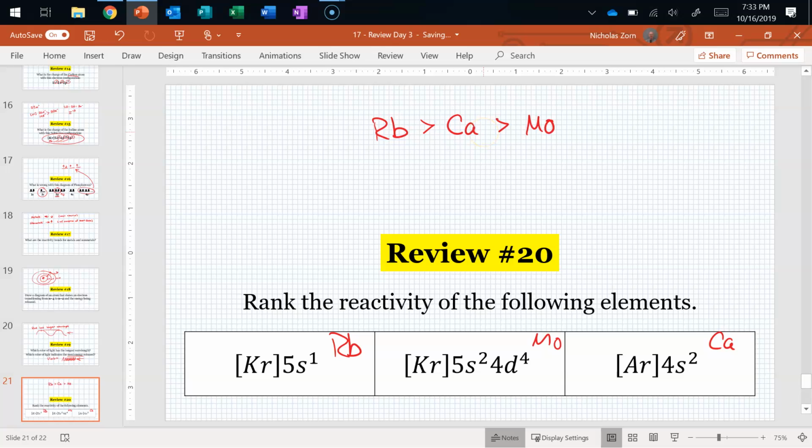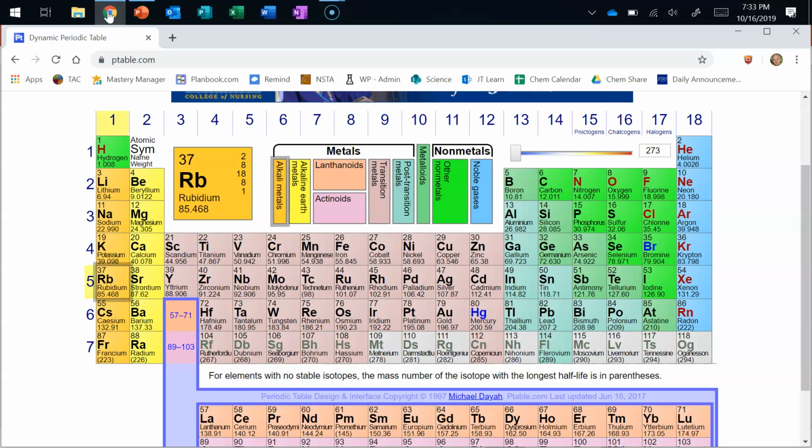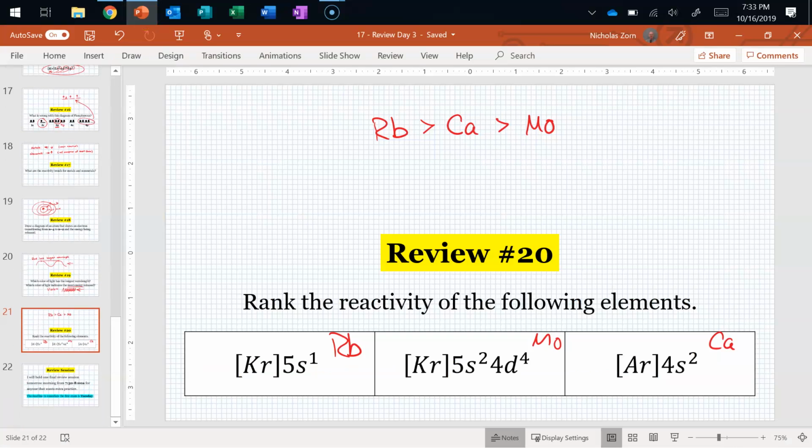So let's go ahead and look at this on the periodic table. We've got rubidium, calcium, and then molybdenum. Rubidium, obviously, is farthest to the left. Calcium is the next furthest to the left. And then molybdenum, even though it's further down than calcium, it's really far to the right. So the atomic radius is a lot smaller in this case. Okay, and that's it.